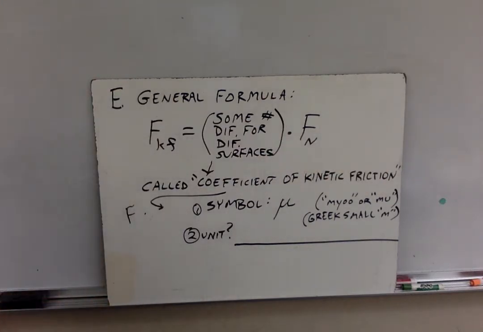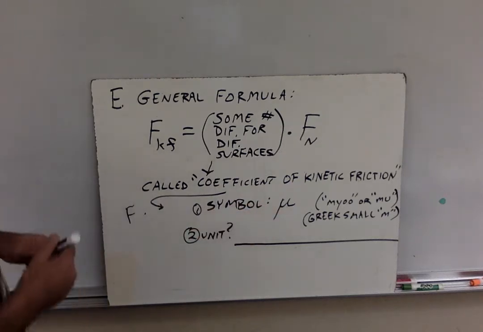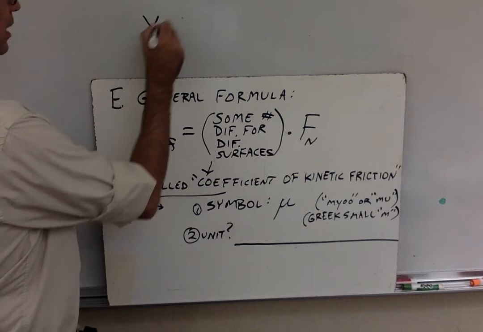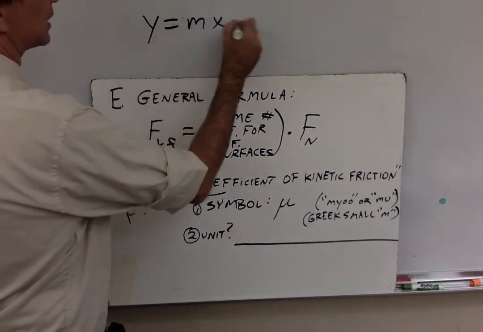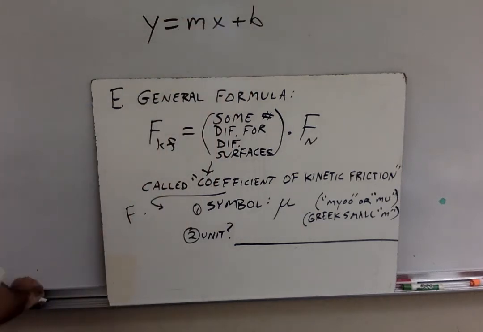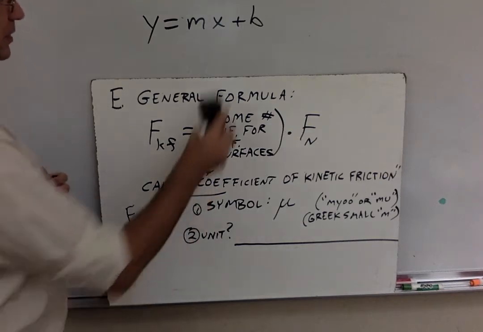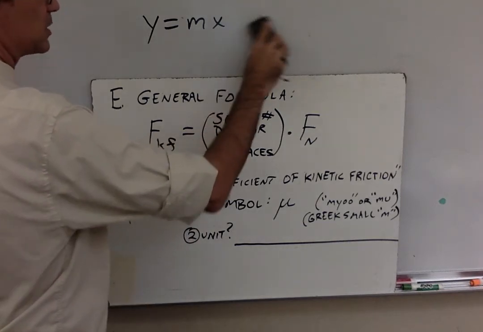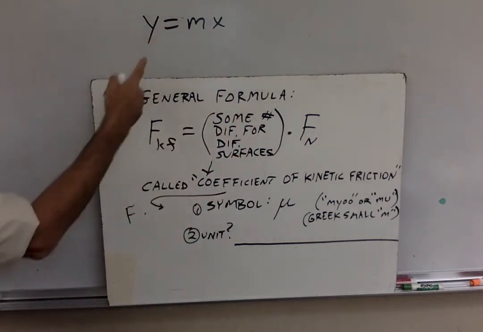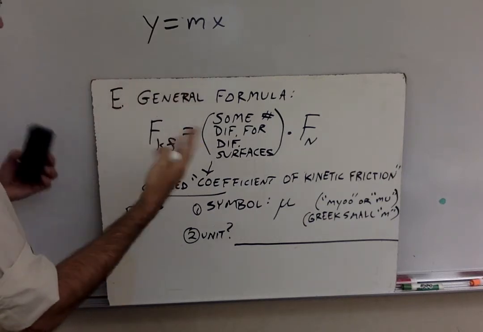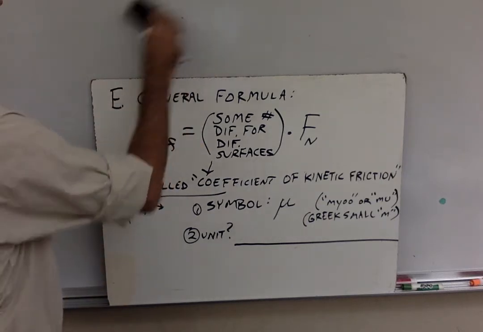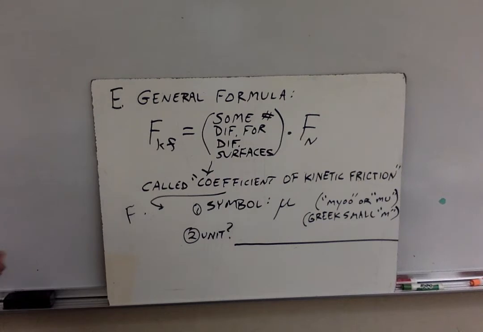Either is fine. I suspect the reason they picked mu is if you think of the general equation of a line, and when we study friction for different surfaces, the y-intercept is 0, the b is 0. But they didn't want to use the letter m, because it stands for mass in formulas, so they picked the Greek lowercase m. To drive home that point, it's kind of like the equation of a line going through the origin. All right, so that's the symbol.